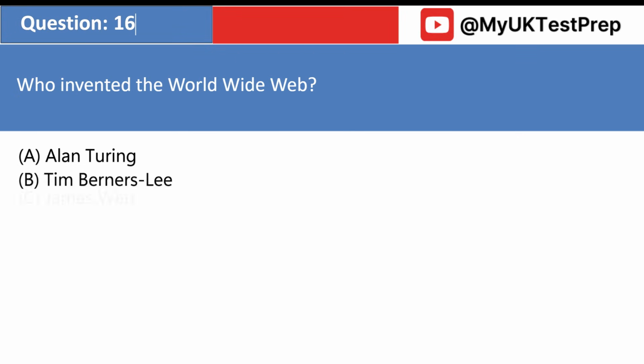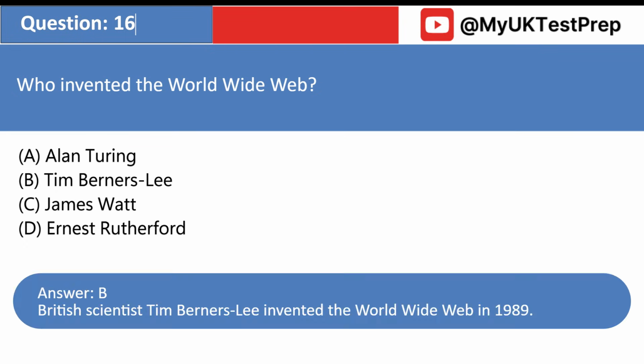Who invented the World Wide Web? A. Alan Turing. B. Tim Berners-Lee. C. James Watt. D. Ernest Rutherford. Answer: B. British scientist Tim Berners-Lee invented the World Wide Web in 1989.